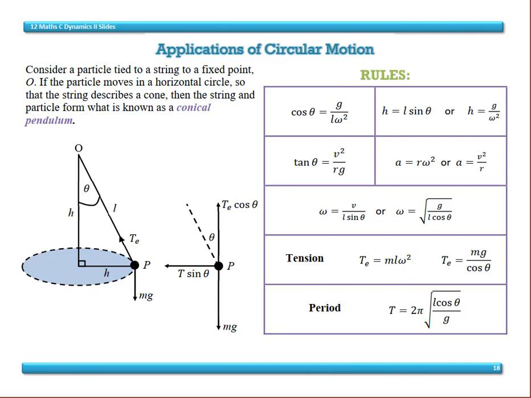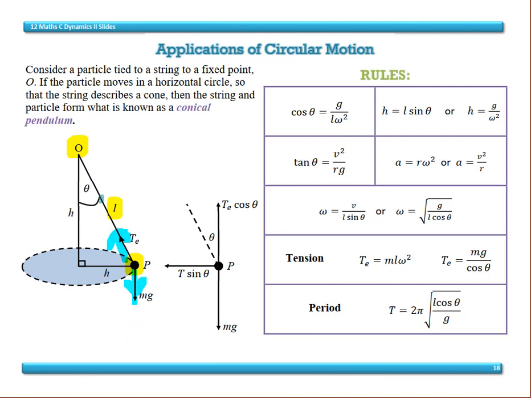So, things to take note of. This is your fixed point, your O. This is the length of your string. You have a force upwards, which is your tension. I've put it as TE so it doesn't get mixed up with period. And then your particle is this point P. On that particle you have a downwards force, which is your weight, equal to mg.